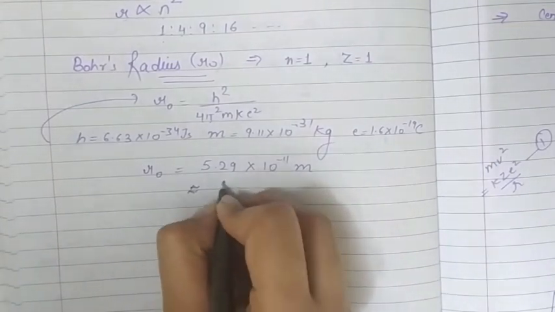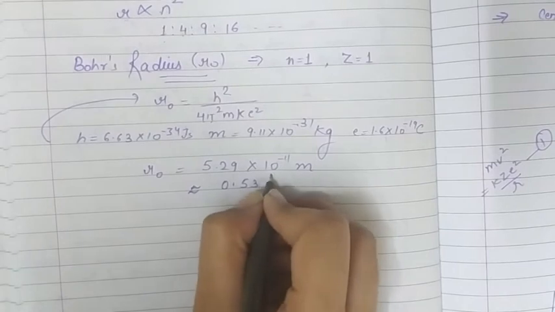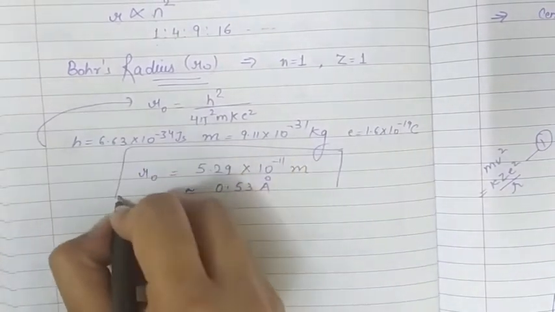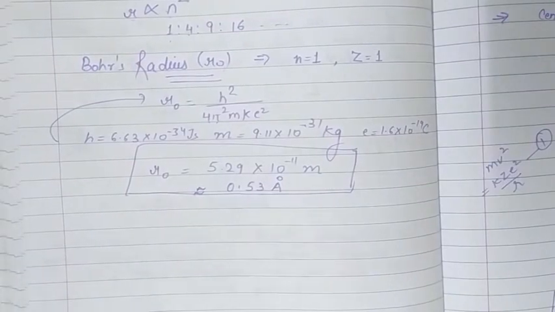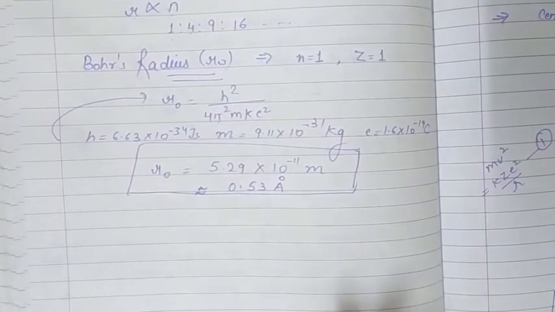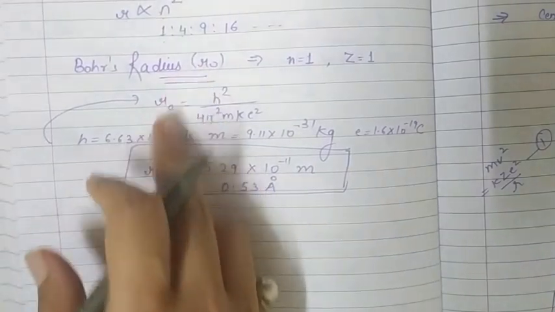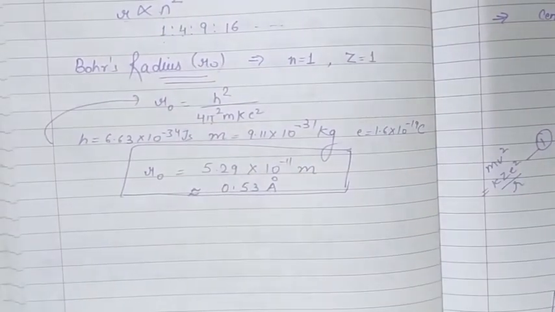or we can write it as approximately 0.53 angstrom. So this is the value of Bohr radius, or we can say that Bohr radius is the radius of first orbit of hydrogen atom. So in hydrogen atom, the radius of first orbit is called Bohr radius, and it is equal to 0.53 angstrom.